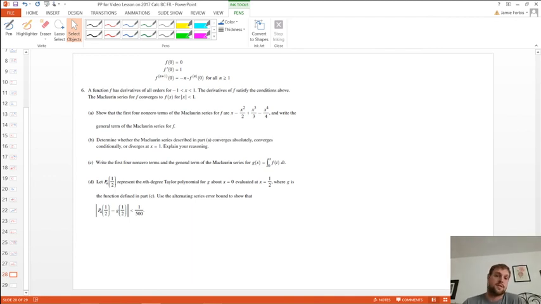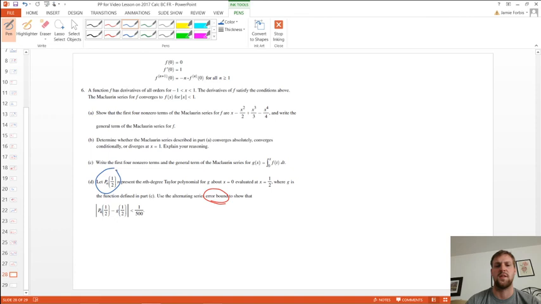Part D is an error bound, which they completely cut error bounds out for y'all, so that's good. But this is the error bound for an alternating series, so that's one that's a little bit more relevant. So maybe you tried it. But it says let p sub n of 1/2 represent the nth degree Taylor polynomial for g about x equals 0 evaluated at x equals 1/2, which is a part of our interval of convergence, where g is the function defined in part C. So what we wrote down is our final answer in C.